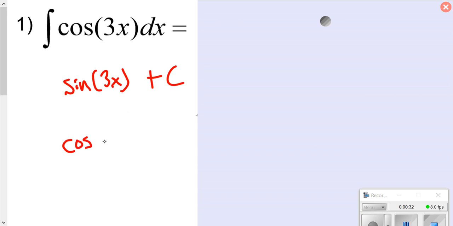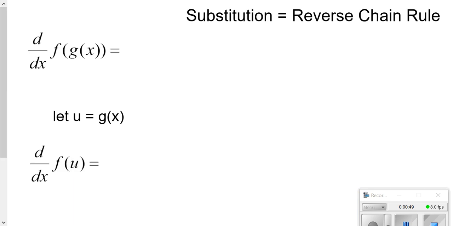Well, the derivative would be cosine of 3x. Uh-oh. Yeah, see, there's the problem. You have this extra 3 thing going on, so you didn't get what you thought you would get. I think we need to make an adjustment. What's that called again? I think it's called substitution. Oh, so it undoes that chain rule.